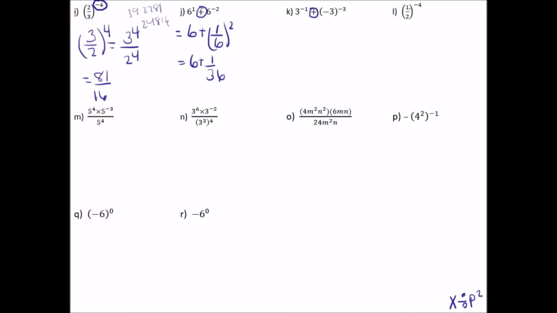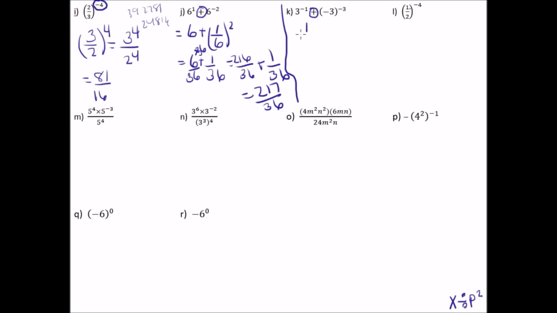Okay, if we were trying to add these, we need a common denominator. So we have to multiply 6 by 36 over 36, which is like a huge number. 6 times 36, we get 216. 216 over 36 plus that 1 over 36. So we're going to get 217 over 36. Okay, quite ugly, just simply because we cannot simplify first using exponent laws.